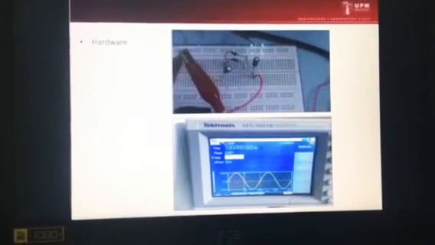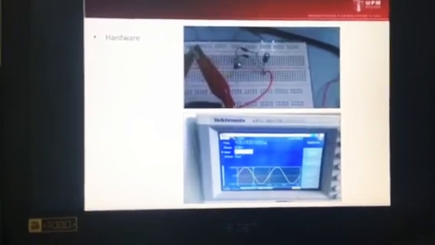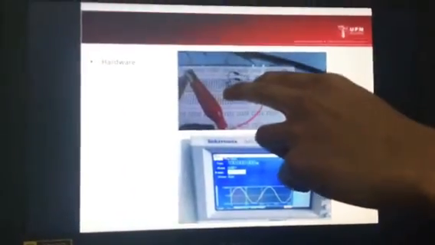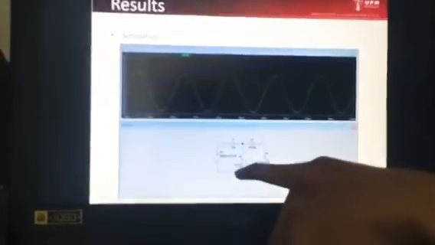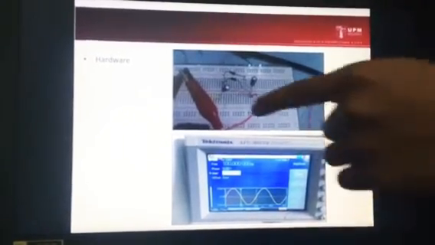The next slide is the hardware. The hardware is just the implementation of the simulation circuit. Again, we are using 2 diodes over here and 2 capacitors over here. The diode we use is the 1N4148, but actually we can use any kind of diode except special diodes like the Zener diode. This is just a normal diode.